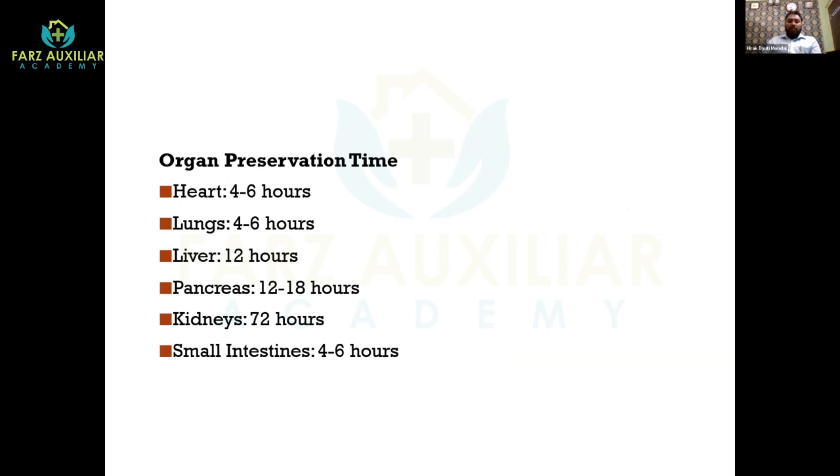What are the usual times for organ preservation? That is heart, lung. The longest time is for kidney, which is 72 hours.